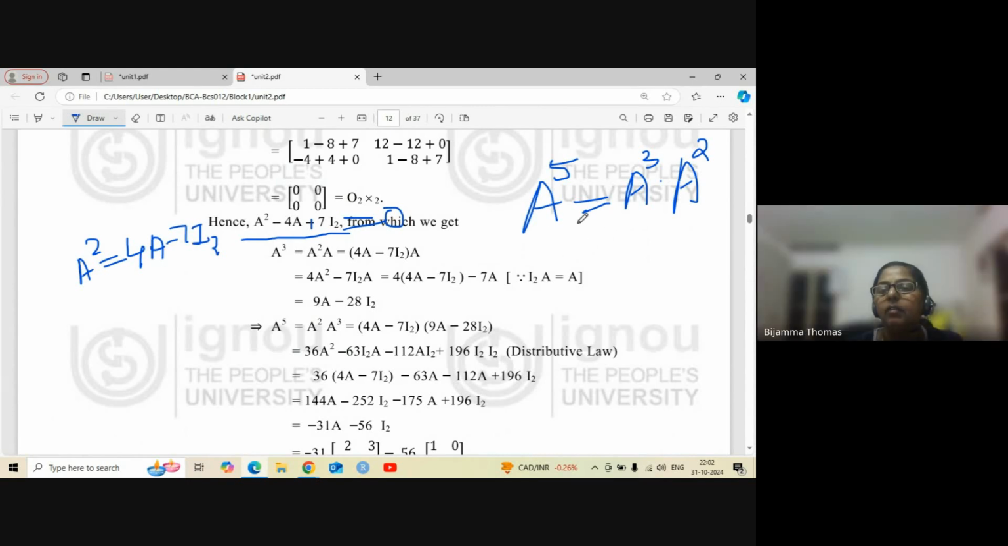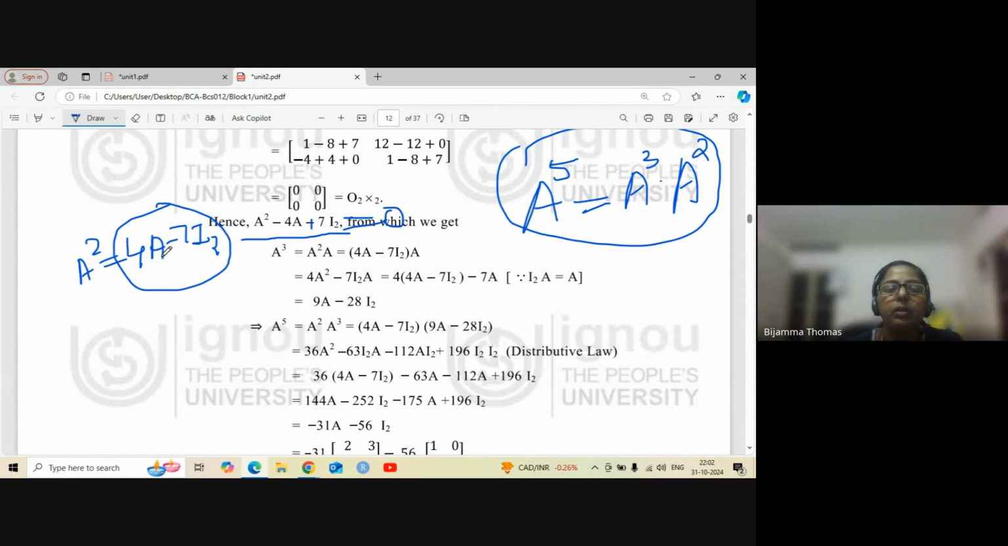നമ്മൾ എന്തിനാണ് ഇതിലോട്ട് പോകുന്നത്? We have to identify A5. So A raised to 5 will be A cube plus A square. So using this equation, we identify A square equal to 4A minus 7I2. അപ്പൊ നമുക്ക് ഈ പവർ എക്സ്പോണന്റ് മൾട്ടിപ്ലൈ ചെയ്യാന്ന് പറയുന്നതിനേക്കാൾ എളുപ്പമായിരിക്കും നമ്മൾ ഇത് ചെയ്യുന്നത്. Isn't it?